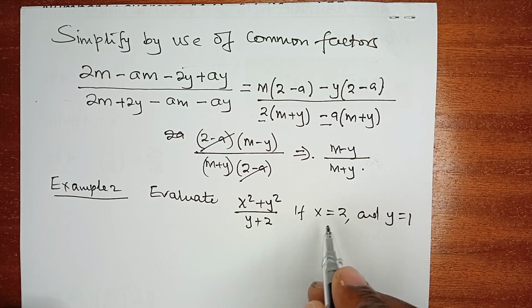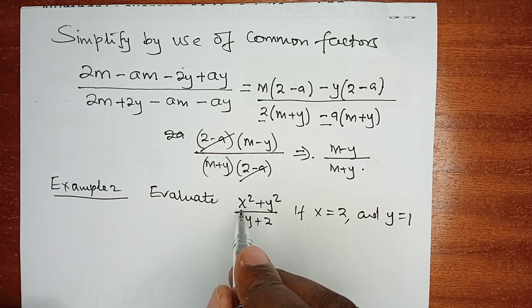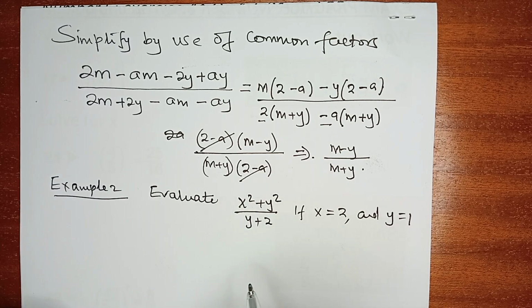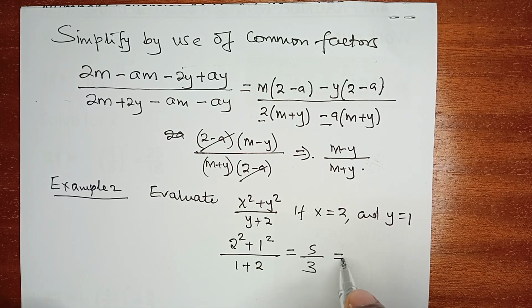And we all know that x is 2, so wherever we come across x, we write 2 squared. We have 2 squared plus 1 squared all over 1 plus 2, which is 4 plus 1, which is 5 all over 3, or even now 1 and 2 over 3, and that is just like it.